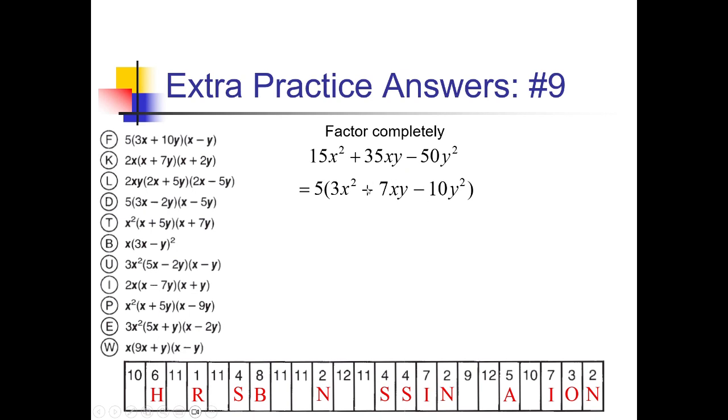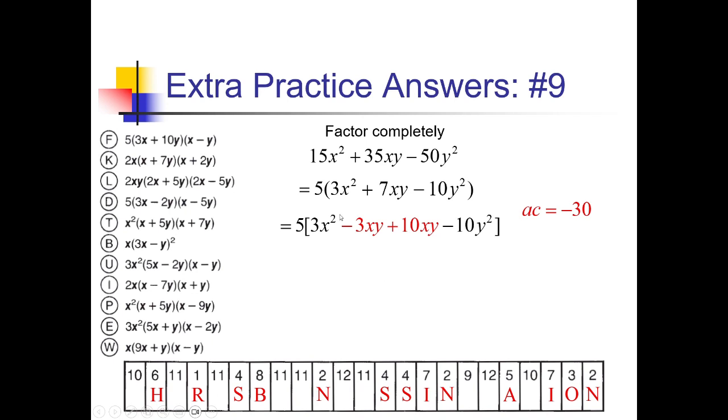I'm going to have to go to my AC method on this one. So we have 3 times negative 10 for an AC value of negative 30. So I need factors of negative 30 that add up to 7. 1 and 30 doesn't work, 2 and 15 doesn't work, 3 and 10 works if I do negative 3 and positive 10. So I'm going to split this 7xy up into a negative 3xy plus 10xy. And everything else is exactly the same.